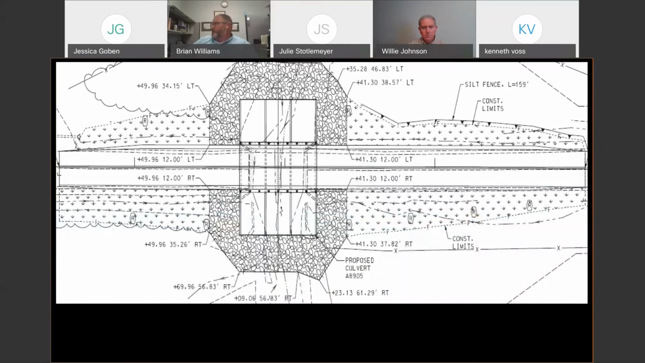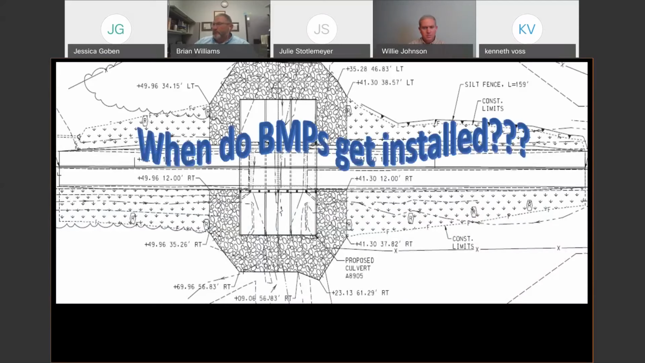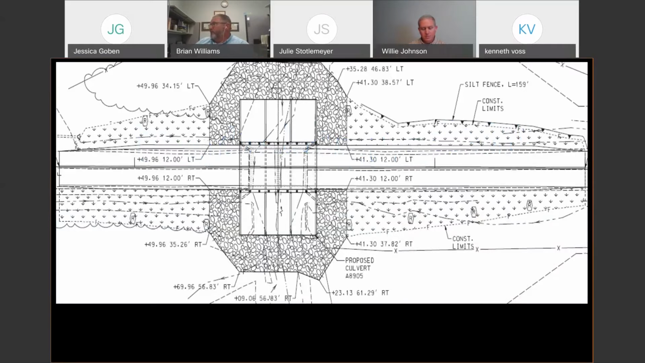So again, here's this erosion control plan, pretty minimal, right? So when do we install BMPs? Well, this is the only plan we have. So from a contracting perspective, when do we have to install these? Do they go in the beginning? Do they go in the end? I mean, the design is laid out like it is the final design, right? But what about that initial clearing?